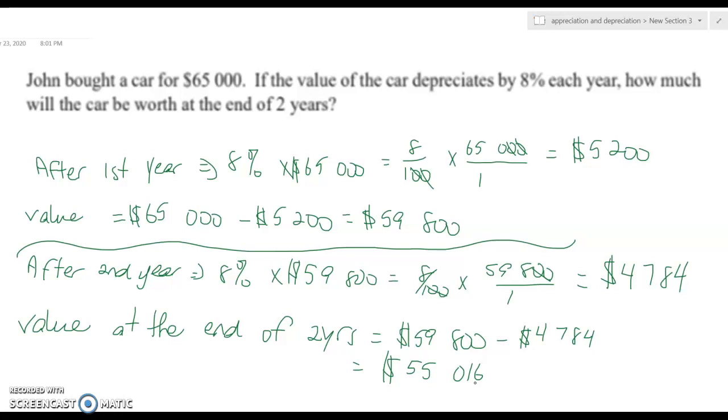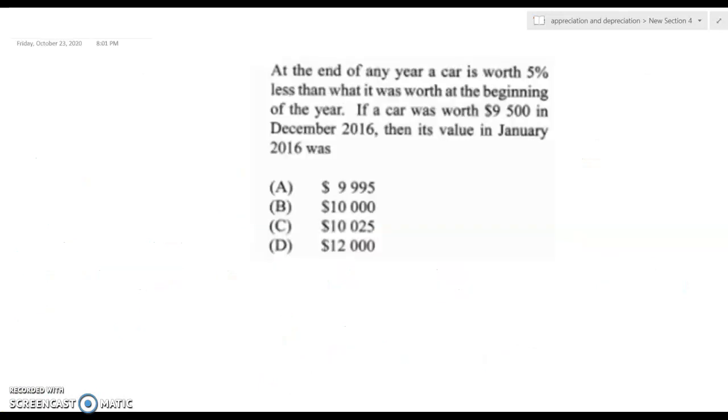That means the value goes down by 8% each year. Right? So you have to find 8% of the original cost, 65,000. Then that's how we get the 5,200. Let's subtract that from that 65,000. And that'll be the new value after the first year. And then same procedure after the second year.